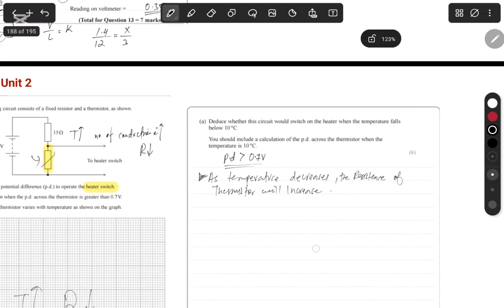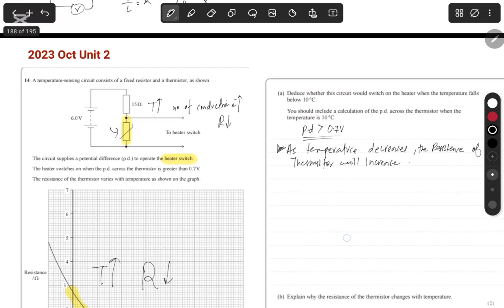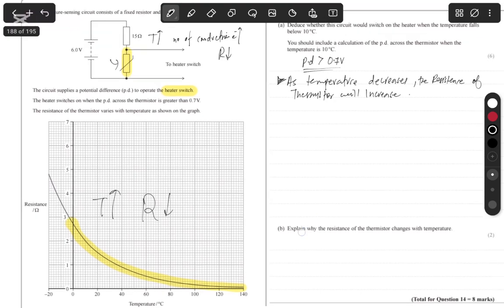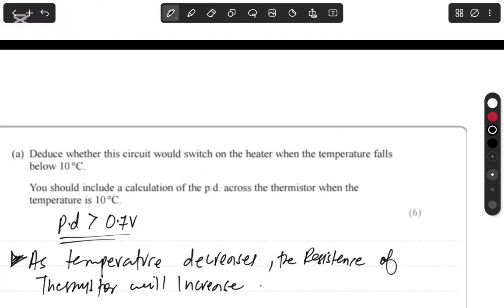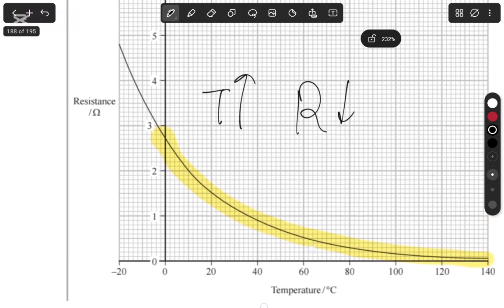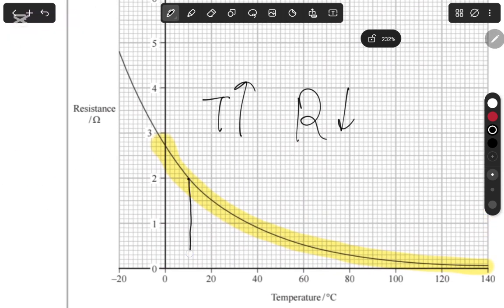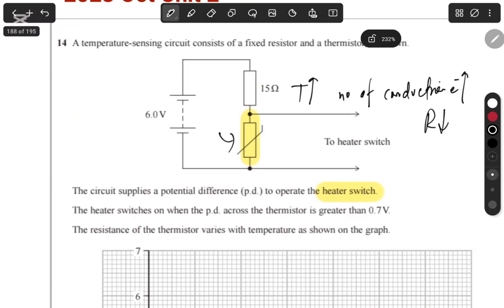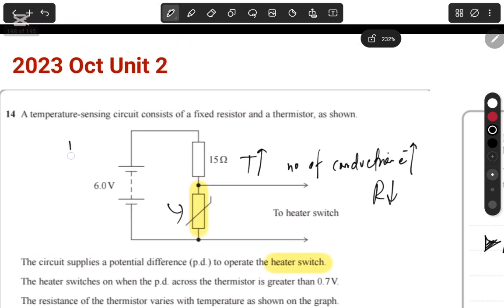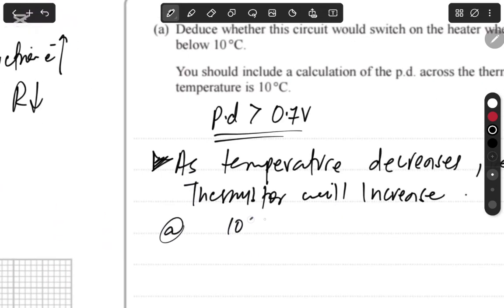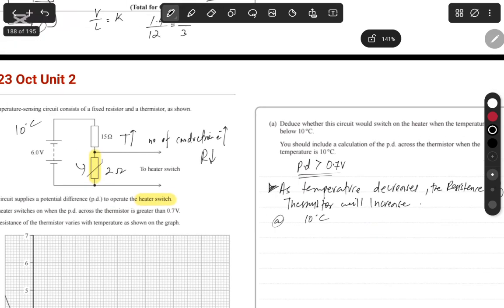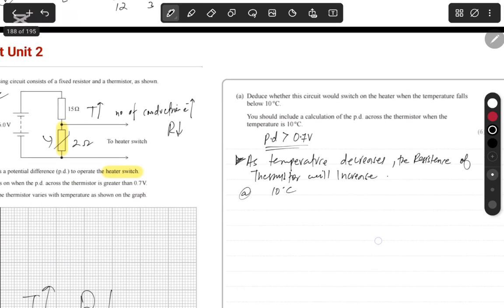Right? Now, first thing I want to do is calculate the resistance of the thermistor, and they have given me a hint here as well. You should include the calculation of the PD across the thermistor when the temperature is 10 degrees Celsius. So 10 degrees would be right over here, and that's going to be 2 ohms. So I'm going to write: at 10 degrees Celsius, the resistance of the thermistor is 2 ohms.